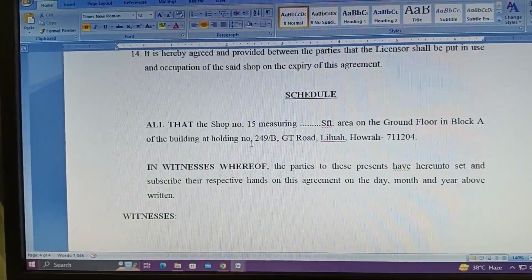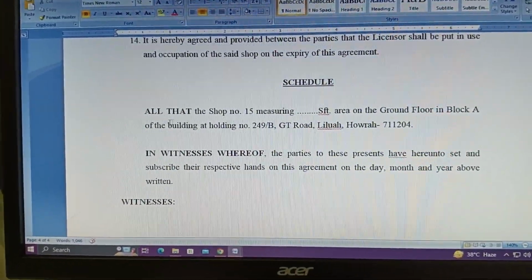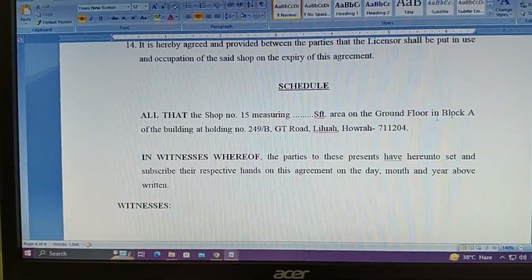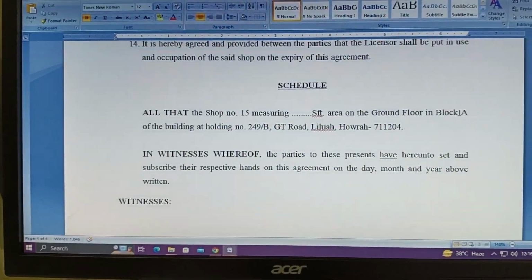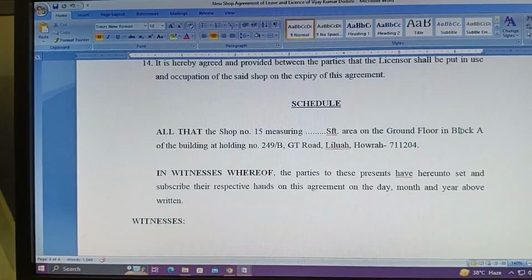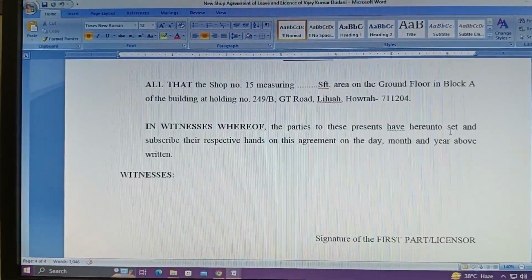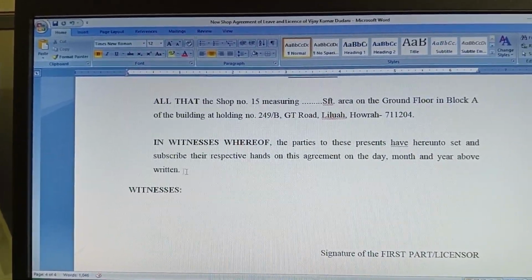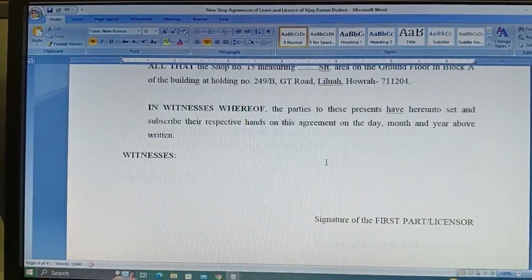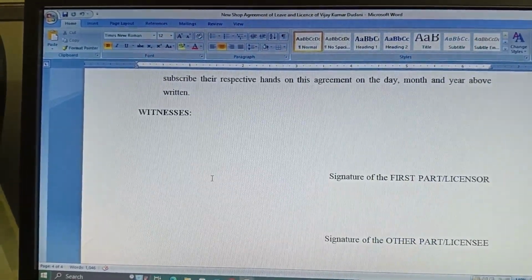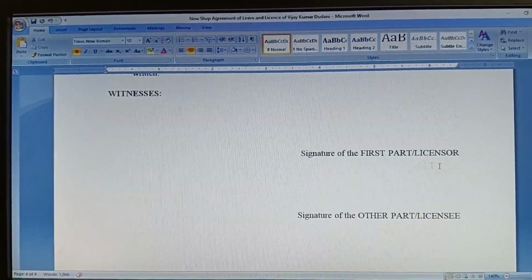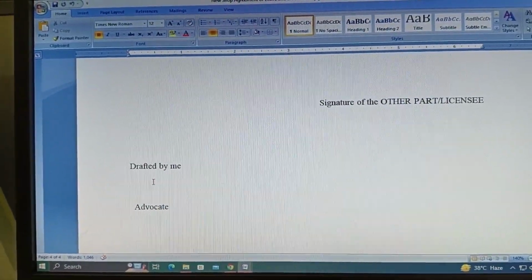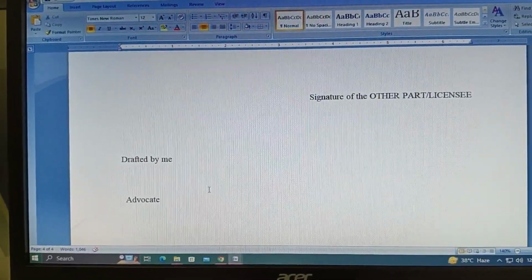Lastly we come to the schedule property, which means the shop room for which the agreement is made. Now this line is very important. In every agreement it is given. Now witnesses: two witnesses, the signature of the first party, the signature of the other party, drafted by me, advocate, and the signature of the advocate.